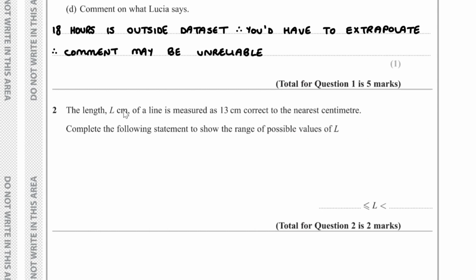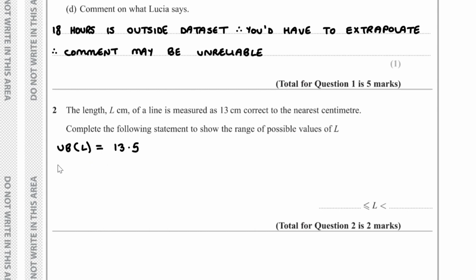Question number 2. The length L centimetres of a line is measured as 13 centimetres, correct to the nearest centimetre, and we have to complete the following statement to show the range of possible values for L. Well, here we have an error interval, and therefore we'd have to find both the lower bound and the upper bound of L.